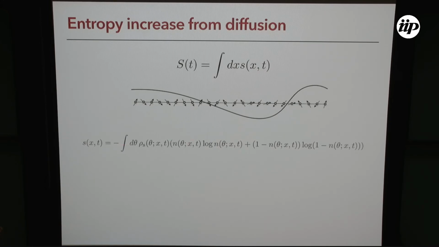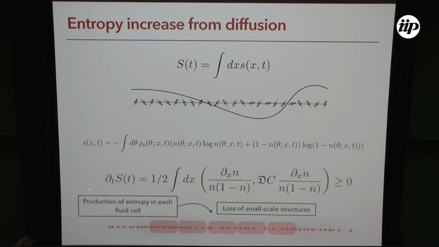is a formula that's well known. It's called the Yang-Yang entropy. It gives you the entropy of each fluid cell in terms of the occupation of quasi-particles. You can show that the total entropy increases in time. It's always positive, as long as the diffusion operator is non-zero.